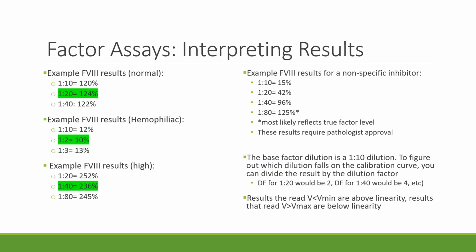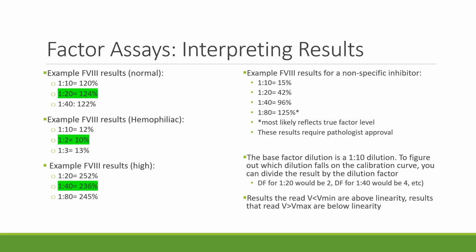All right, so our factor assays, with regard to interpreting results, let's talk about a couple of things. We are going to do those 3 linear dilutions. Hopefully they come out with linear results. And the important thing to note is that the base factor dilution is a 1 to 10 dilution. So that means if you have a 1 to 10, you get a result of 120% factor activity, that is your answer, because if you were to divide this to get to your factor of 10, it would just be 1 in the denominator's place.